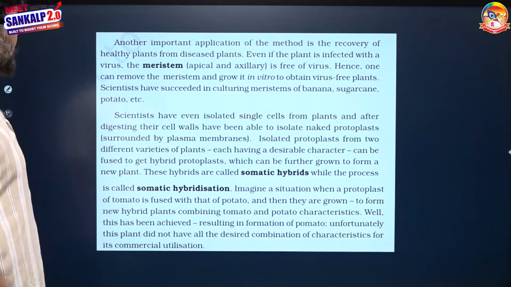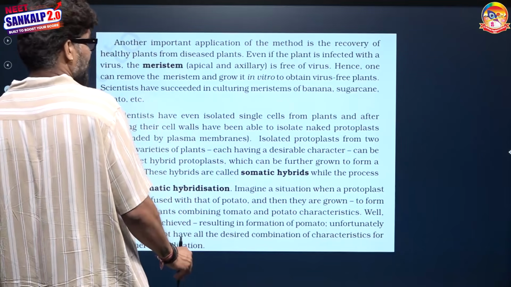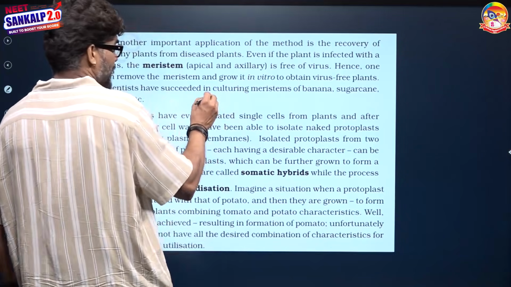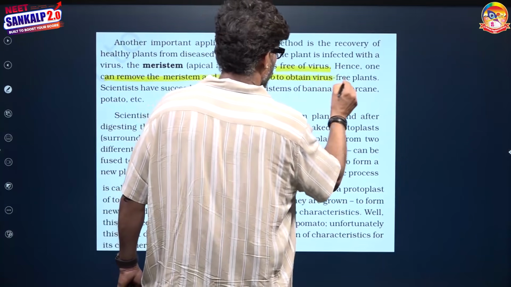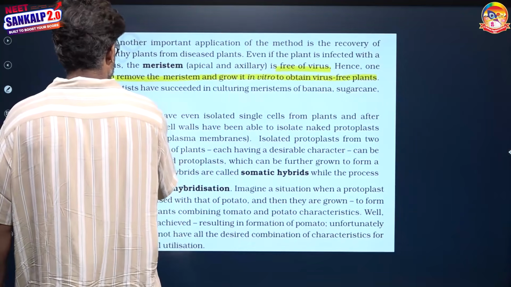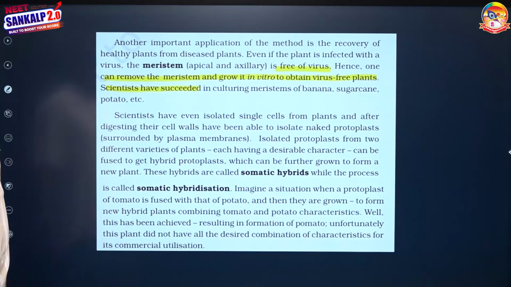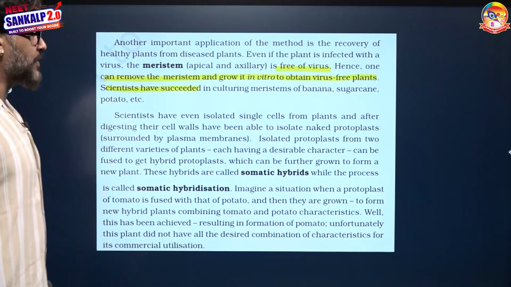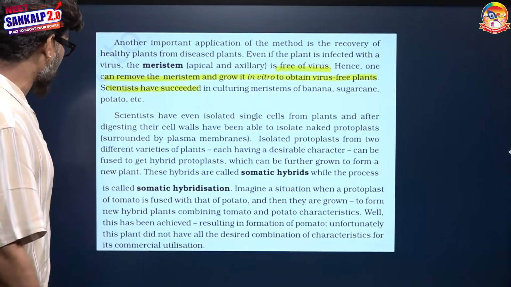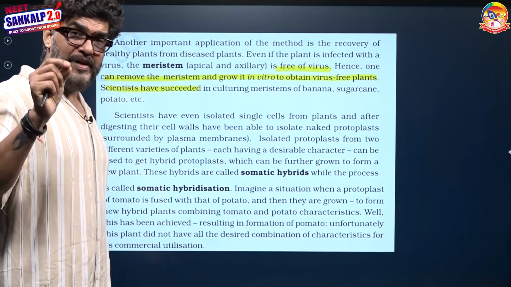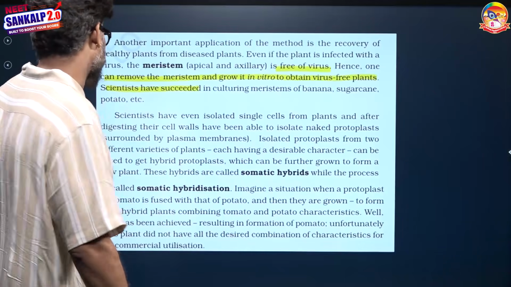Another important application of the method is the recovery of healthy plants from diseased plants, meaning meristem culture. Apical or axillary meristems are free from viruses, hence one can remove the meristem and grow it in vitro to obtain virus-free plants from the infected plants. Scientists have also isolated single cells from the plant, and after digestion of their cell wall, they were able to isolate naked protoplasts. Protoplast means a plasma membrane containing cell, meaning a cell wall devoid cell.